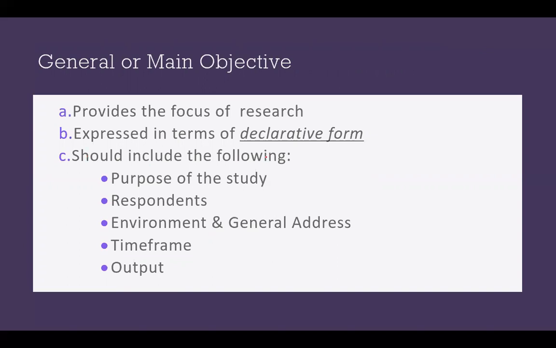It should include the following, but only where applicable. First, the purpose of study. All experimental studies and observational studies need this. You have to state the purpose of study in your general or main objective. Respondents: not all research papers have respondents, especially purely experimental scientific papers. So you don't have to include it if you have no respondents. And environment and general address, wherever they are significant to your study.